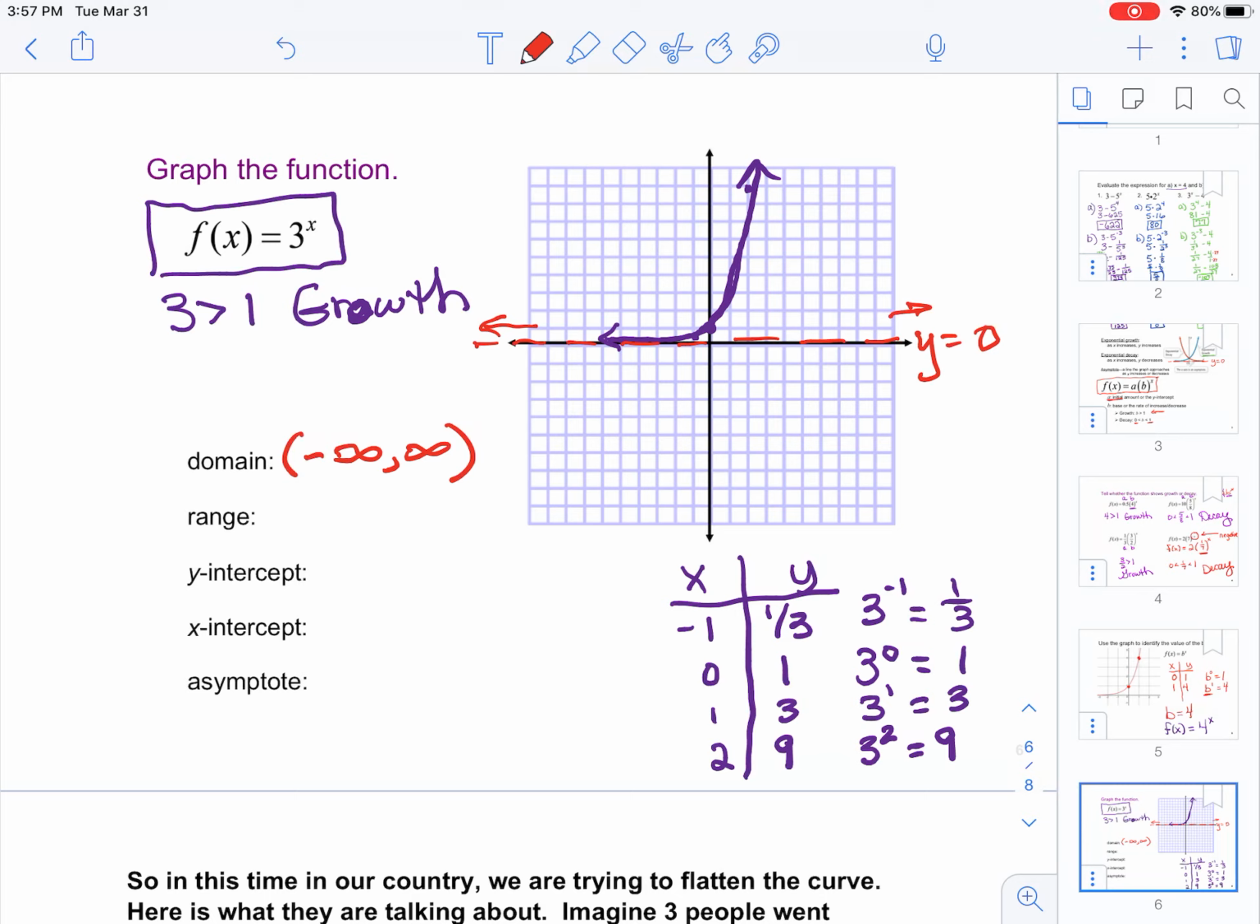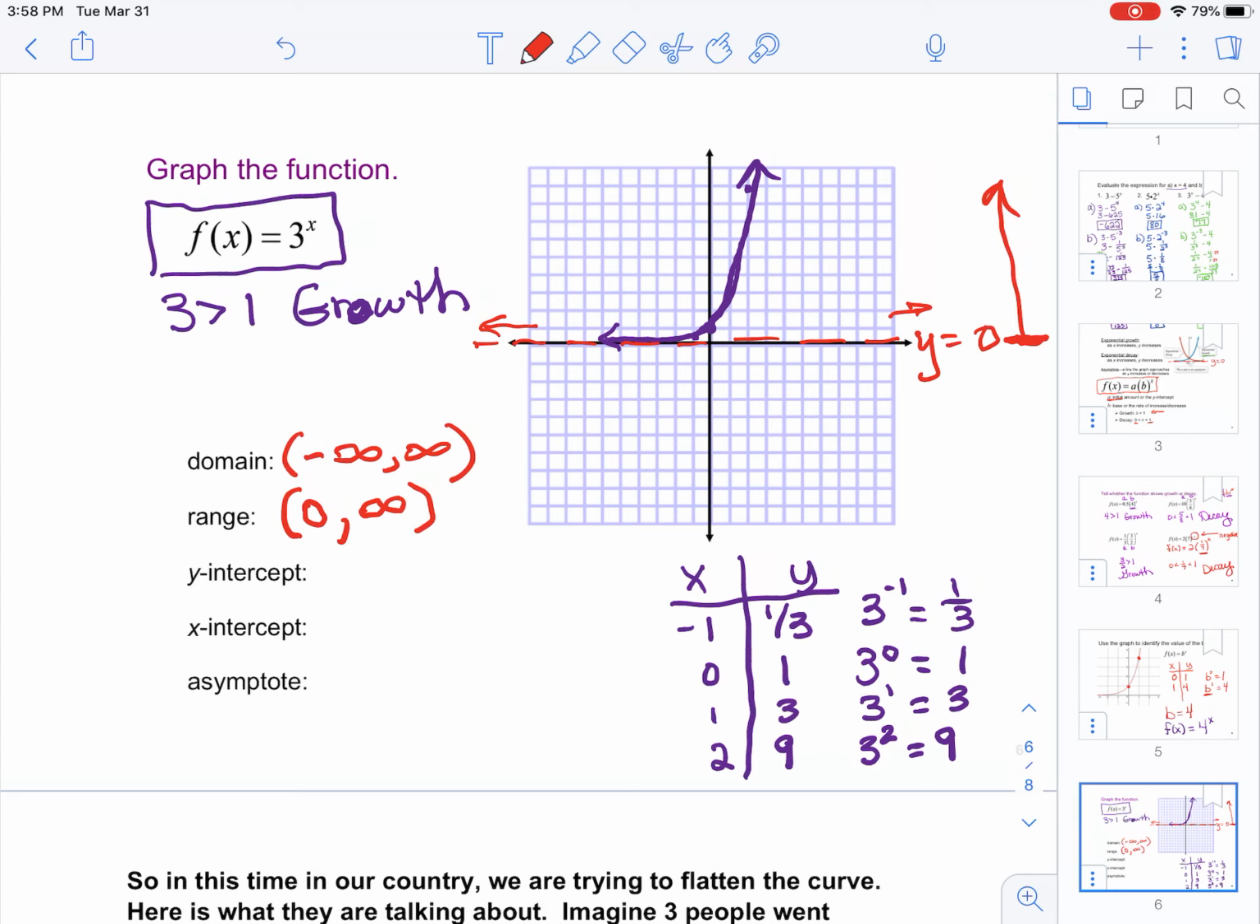The range, it's starting here and then going up. Does it ever hit 0? No. So that means it's going to be a parenthesis. And then it's going to go up forever. So it's going to go to infinity.